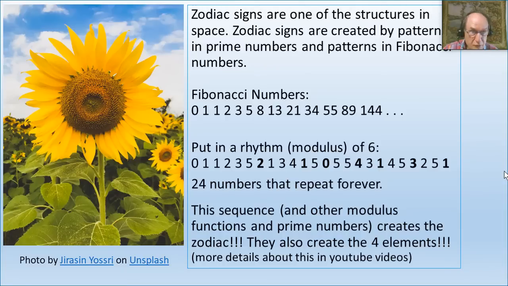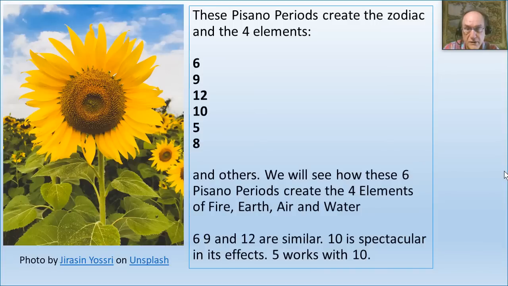So we will start in the next video going through the Pisano periods and how they create the zodiac with a special emphasis on how they create the 4 elements. And it will probably take at least 3 videos. By the third video or so in this series of videos on the 4 elements, we'll get a better understanding of what water is. It's not just emotional. There's something else going on. And a better understanding of what fire is and earth and air. Air is not just mental. There's something else going on. And we're going to get a better understanding of what the elements actually are.